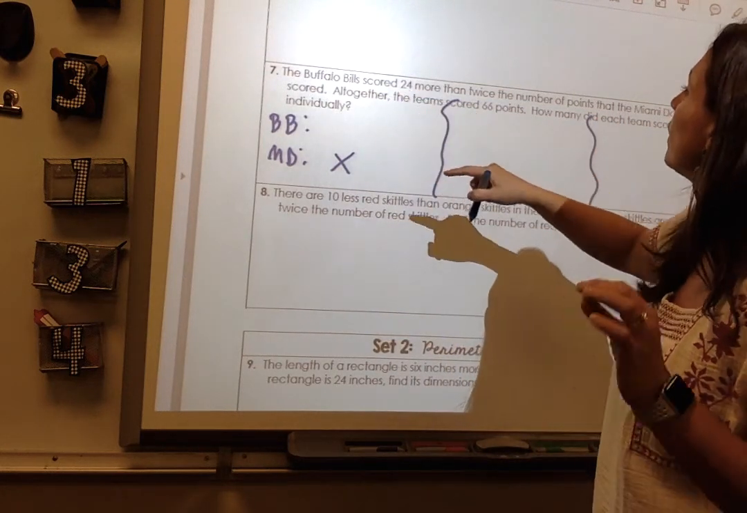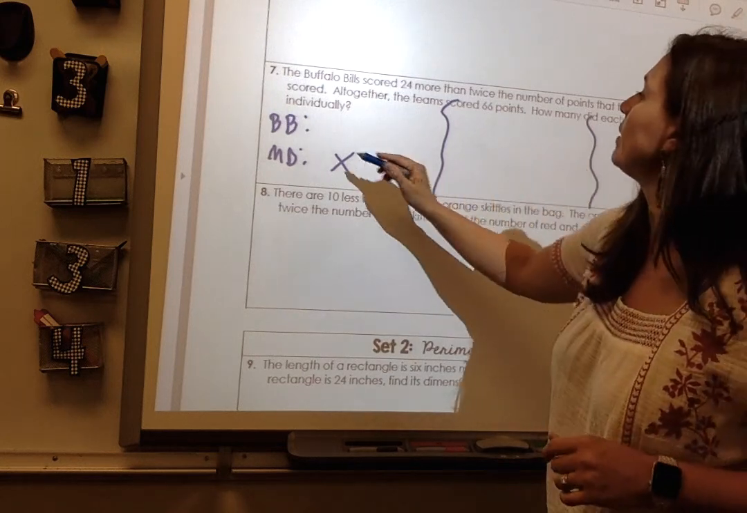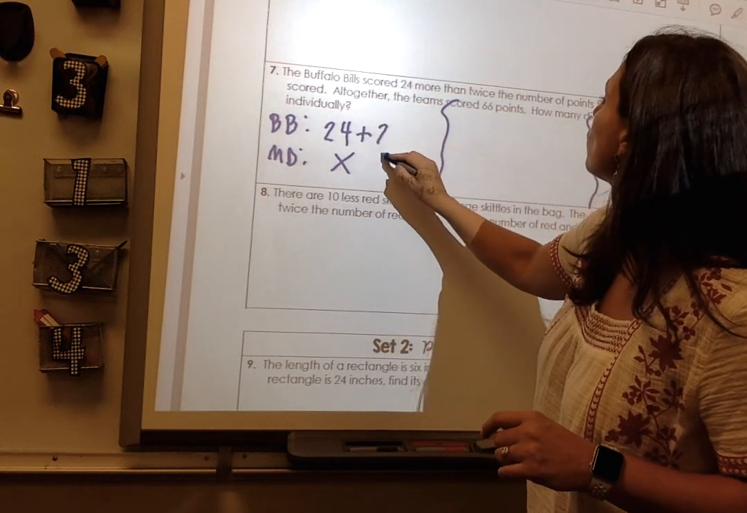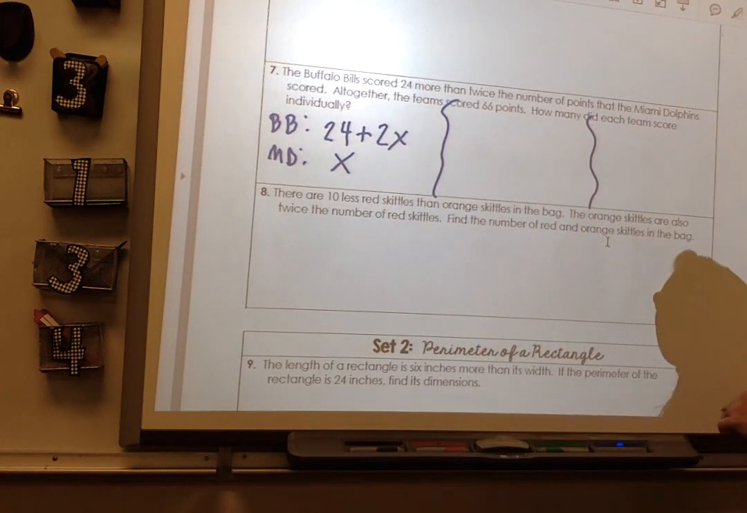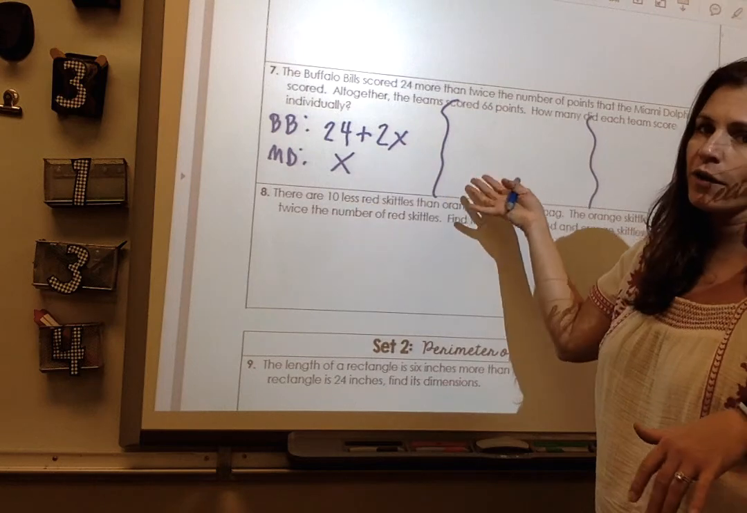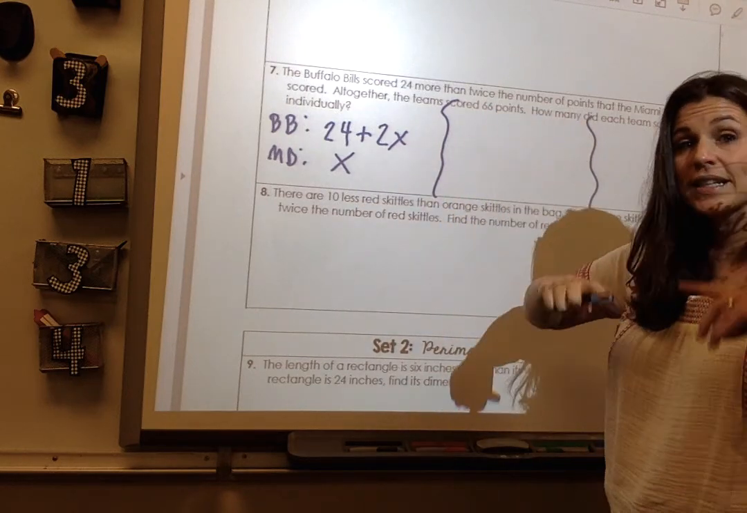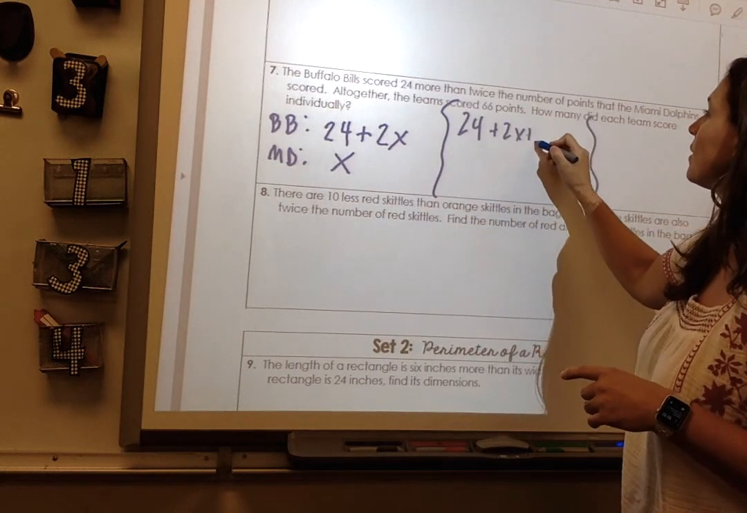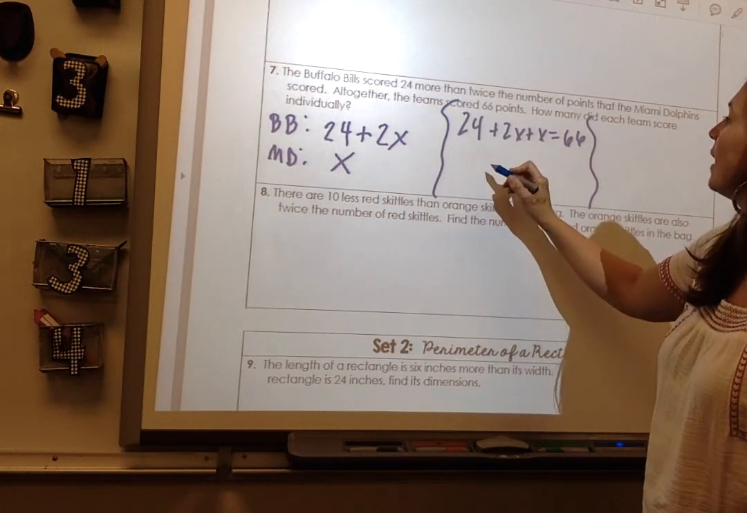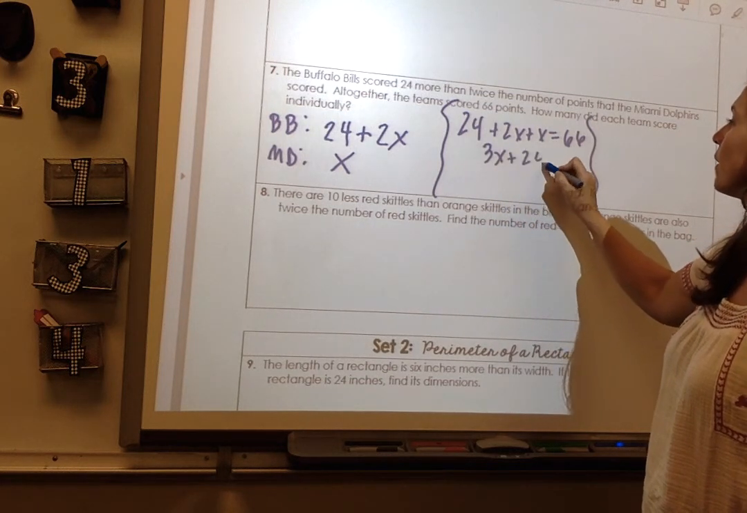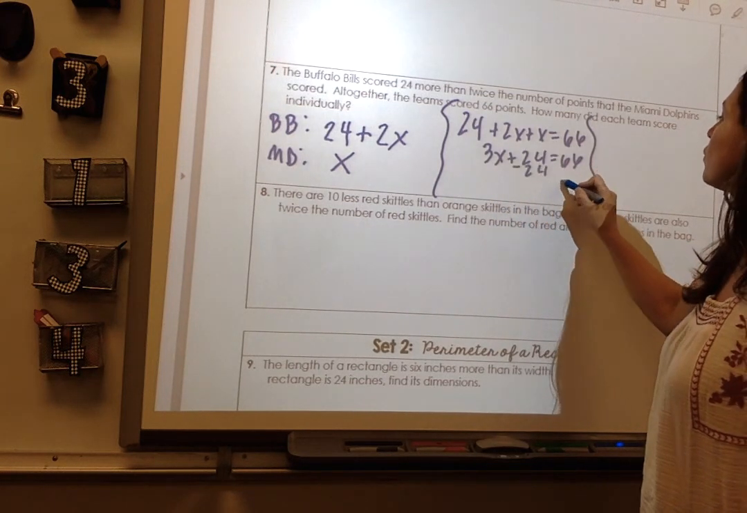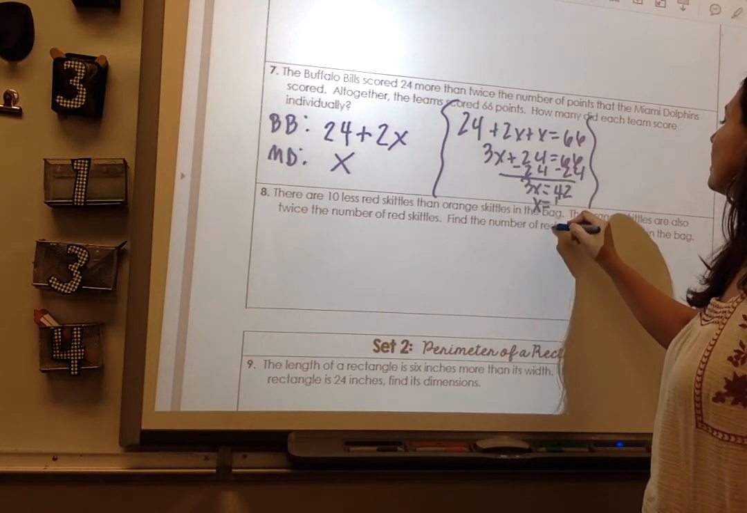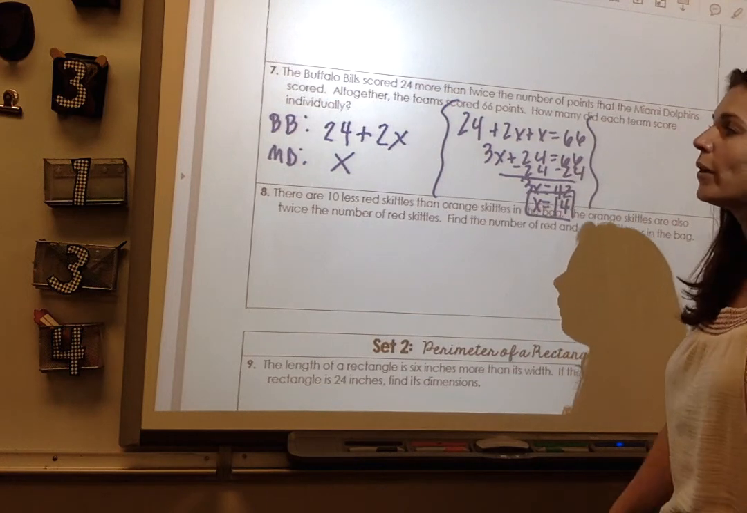And the Buffalo Bills scored 24 more than twice the number of points. So 24 more than twice the number of points. And then, so I've defined my variables. They both scored 66, so both teams added together: 24 plus 2x plus x equals 66. And now I'm going to solve, and I get 3x plus 24 equals 66. Subtract 24 on both sides. I get 3x equals 42. X then equals 14. So what do I know?